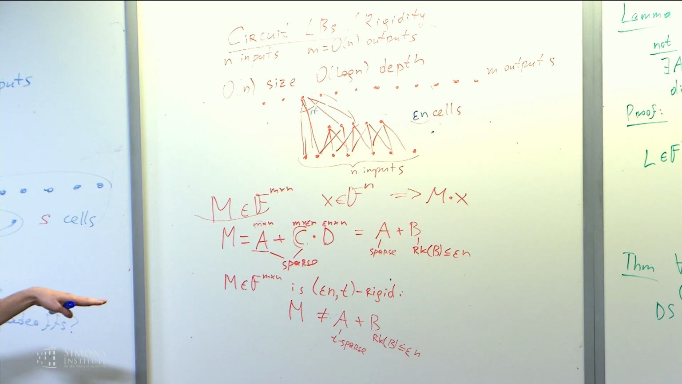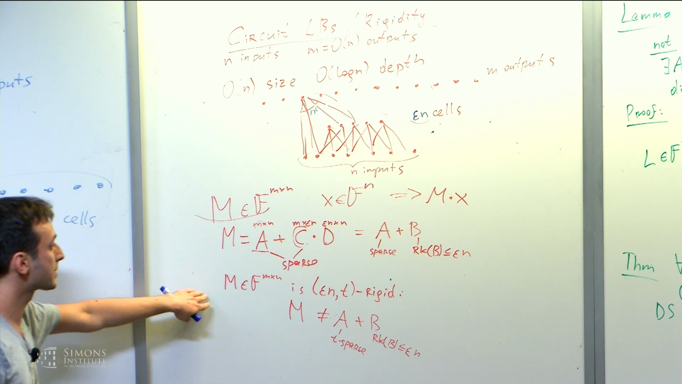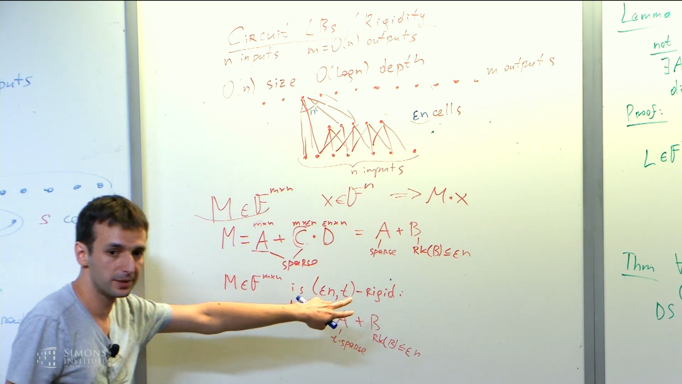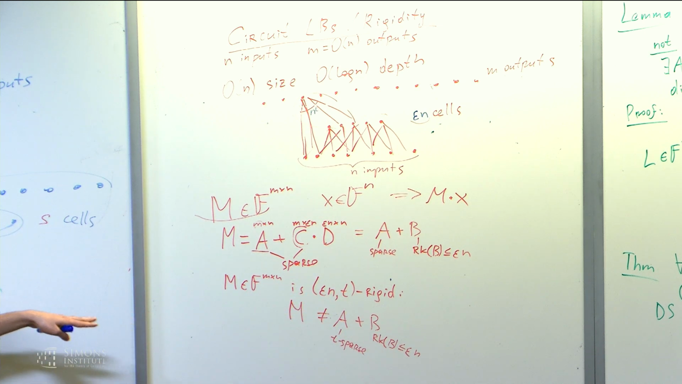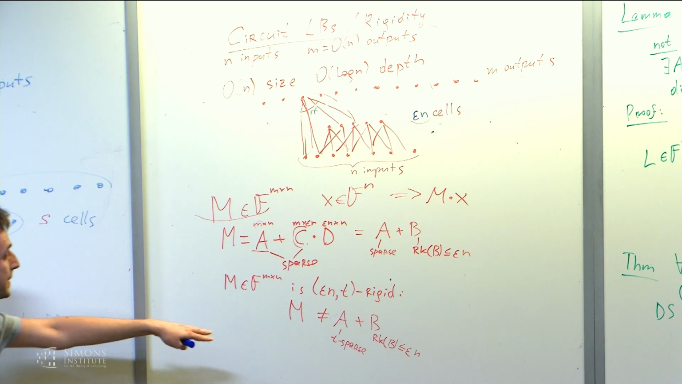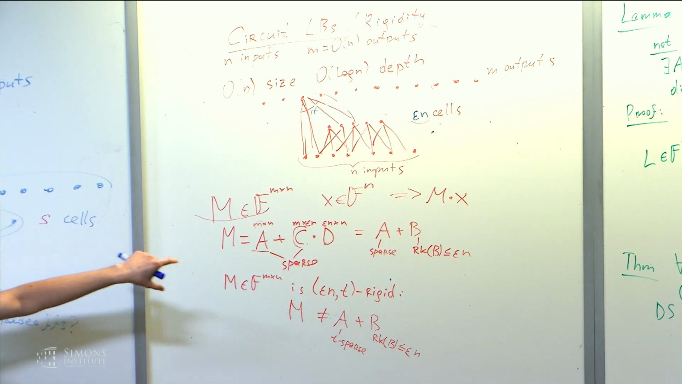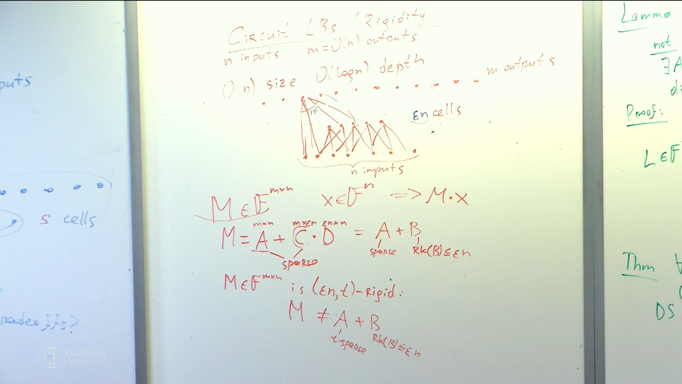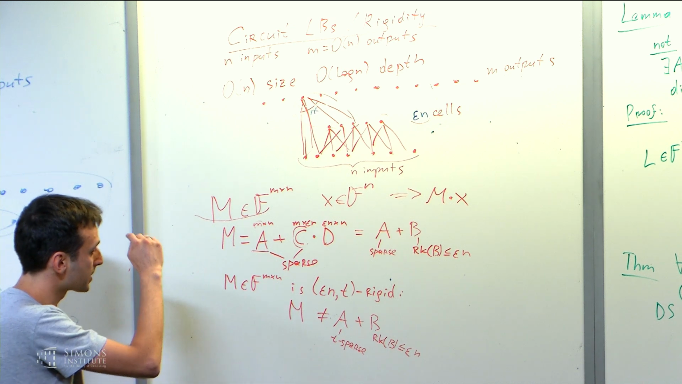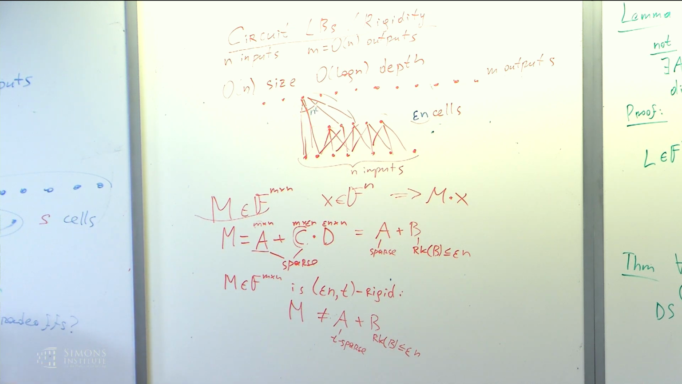And this leads to the definition of rigidity. We say that a matrix is, say, (epsilon n, T)-rigid, if it cannot be written as a sum of a T-sparse matrix and a matrix of low rank. By T-sparse matrix, I always mean a matrix which has at most T non-zero elements in every row. I'm going to be talking about rectangular matrices, and sparsity always means the number of non-zero elements per row.